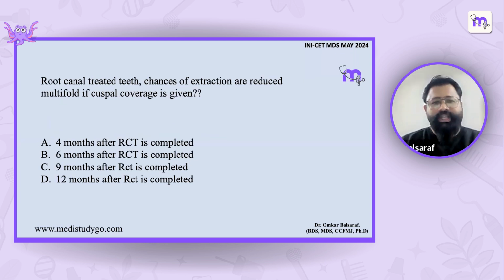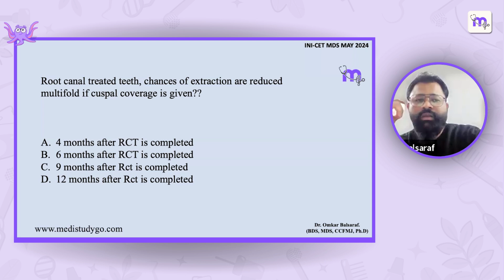Root canal treated teeth: chances of extraction are reduced multifold if cuspal coverage is given 4 months after root canal completed, 6 months after, 9 months after, or 12 months after root canal is completed. So what they're saying is you have completed the root canal, and the chances of extraction are reduced multifold if the cuspal coverage is given. So it's an easy question. They have just complicated it a bit.